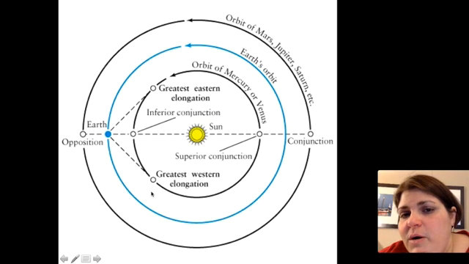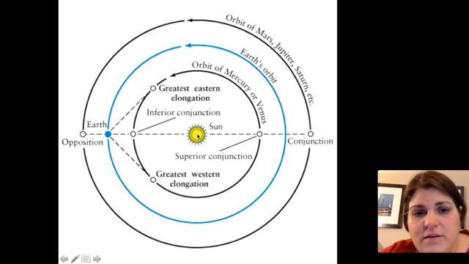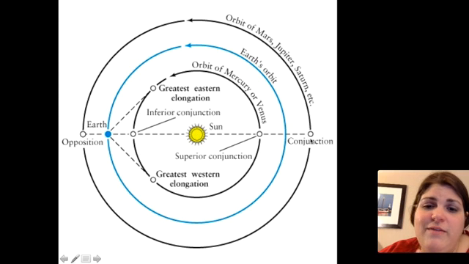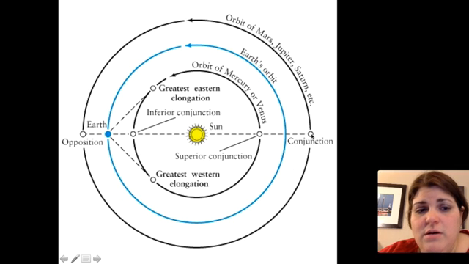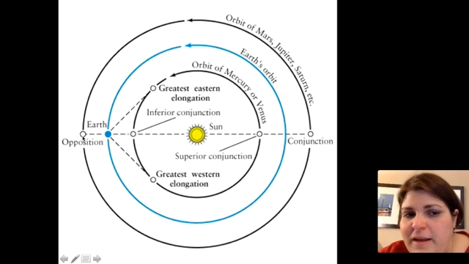When you look at this diagram, you also notice that the outer planets have positions too. The outer planet is capable of having conjunction, once again being in the same direction as the Sun, so Earth, Sun, planet. We don't have to call it inferior or superior because there's only one place it can be in conjunction, right here. It can also be in opposition, as the name implies, in the opposite direction of the Sun. So here's Earth, the Sun is in one direction, the planet is in the other.